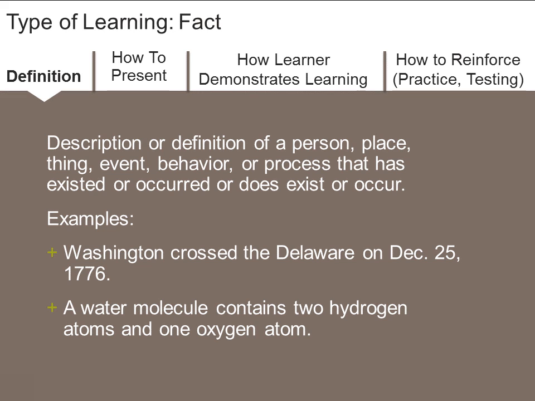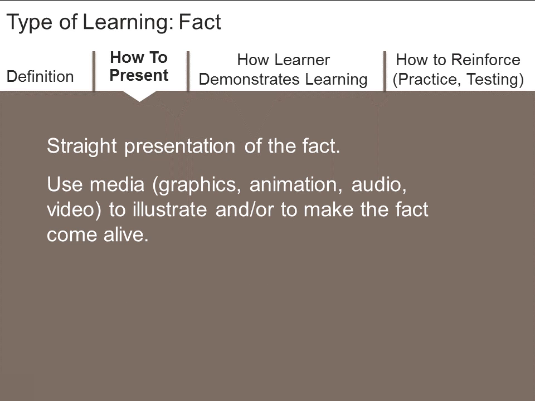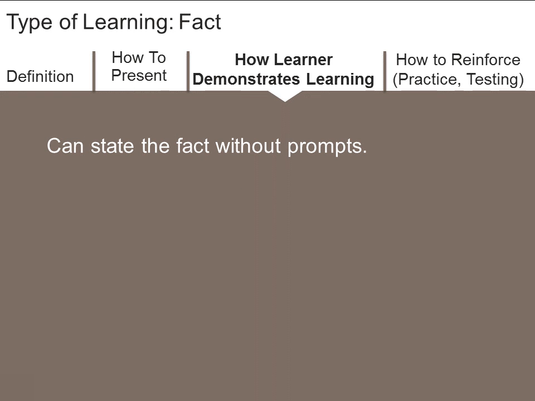So here we are starting with fact, and the definition is just a description or definition of a person, place, thing, event, behavior, or process that has existed or occurred or does exist or occur. So you have a couple simple examples here: Washington crossed the Delaware on December 25th, or a water molecule contains 2 hydrogen atoms and 1 oxygen atom. Straightforward facts. What's the best way to present these? Well, straightforward presentation. Nice if you can use some media, graphics, animation, audio, video, because that can illustrate it or make it come alive certainly a bit better.